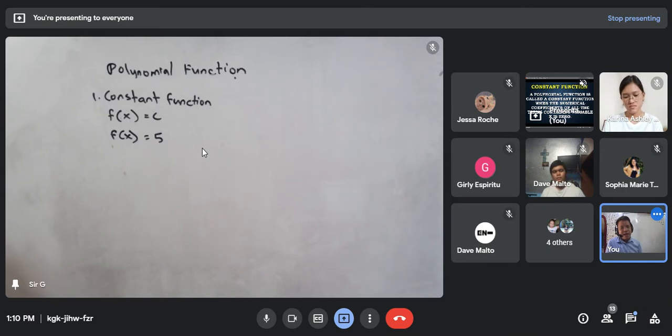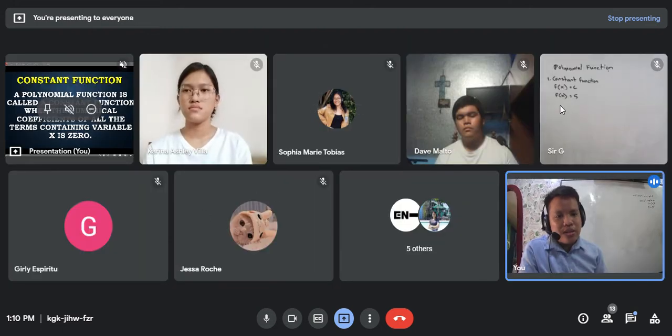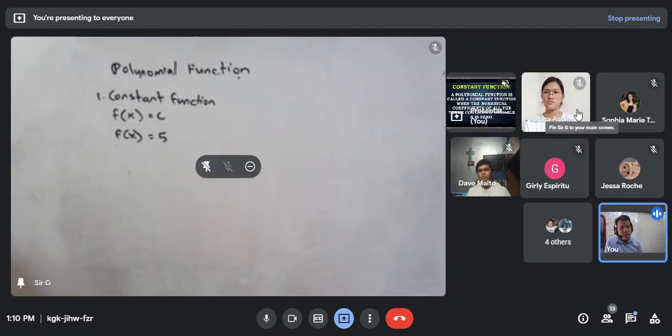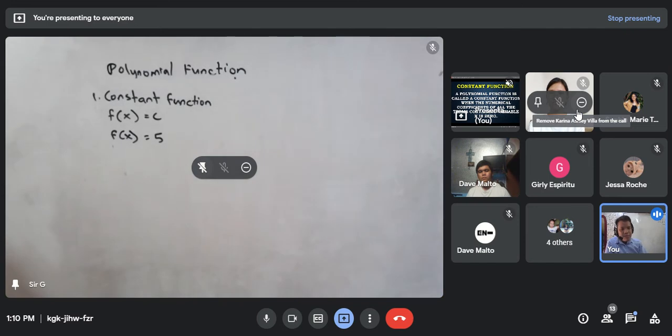Sabi nga dito sa meaning niya, when the numerical coefficient of all the terms containing variable x is 0. Alam ko na ituro ko na to dati, naniniwala ba kayo na merong variable and exponent ang 5 na to? Meron bang variable and exponent yung 5? Hello?